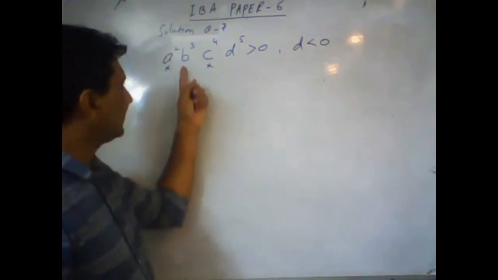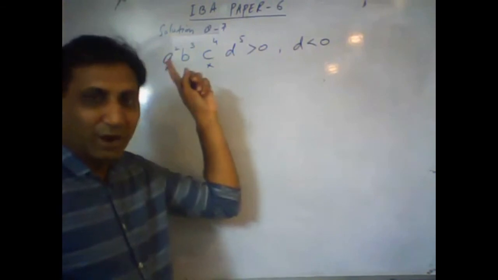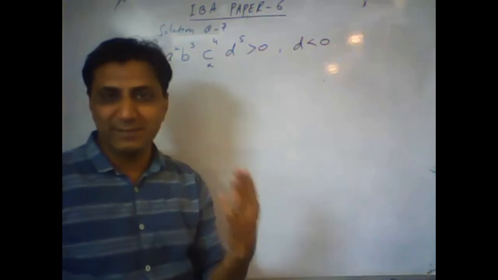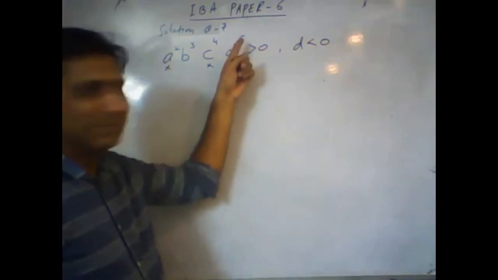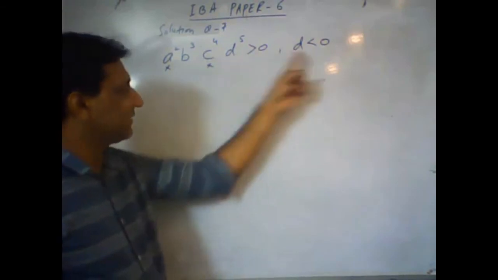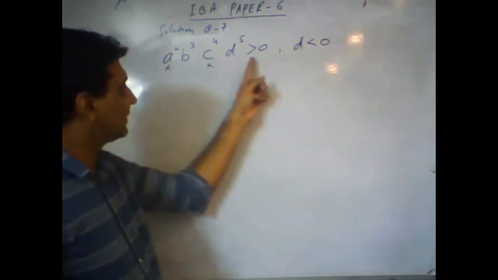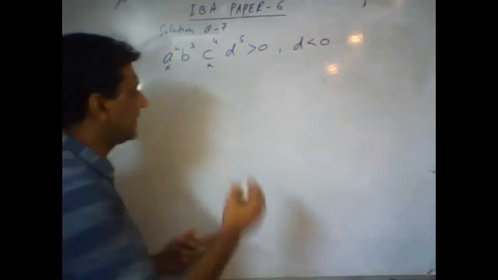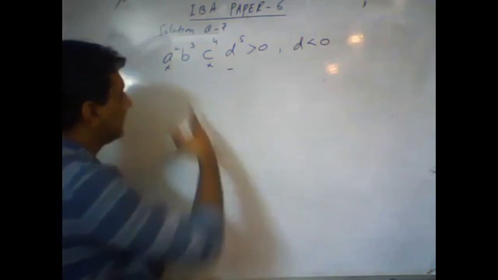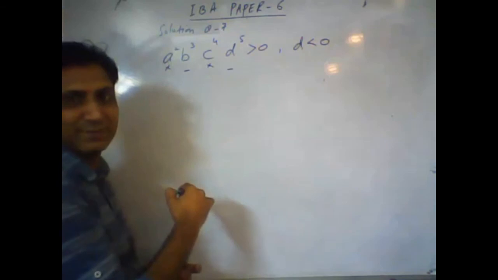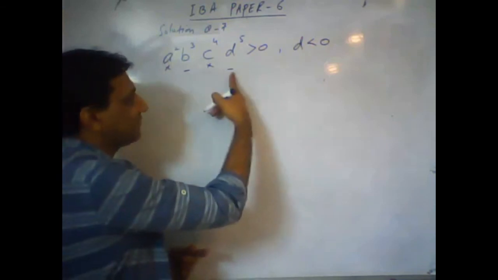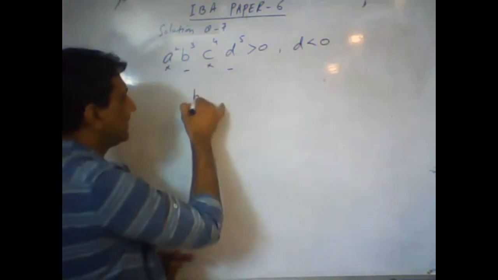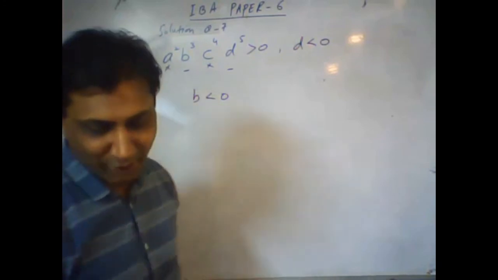Now we have to see these two, because the powers are odd here. So with an odd power, if the value is negative, the whole thing will be negative. If the value is positive, this will be positive. So this is negative. The question says the whole thing is positive, because we know that negative times negative is positive. So if this d power 5 is negative, this d power 3 should also be negative. If these two are negative, then negative times negative will be positive. So this whole thing will be positive. So from the options, b should be less than 0. That is option B.